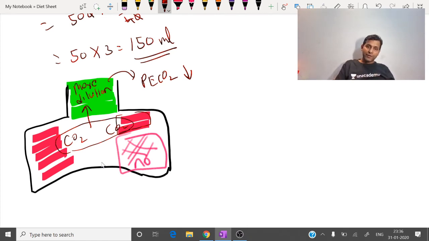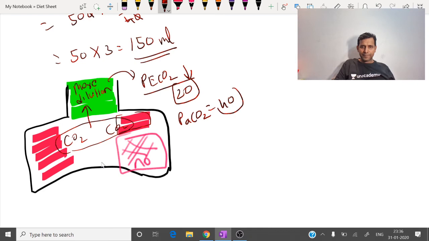So we'll just take one number here. Suppose PeCO2 becomes 20 and PaCO2 is again 40 and tidal volume is 500. Can you guess the dead space now with these three numbers? PeCO2 has decreased. Normally PeCO2 was supposed to be 28, but now PeCO2, that is partial pressure of expired carbon dioxide, is 20. Can we guess the dead space now?